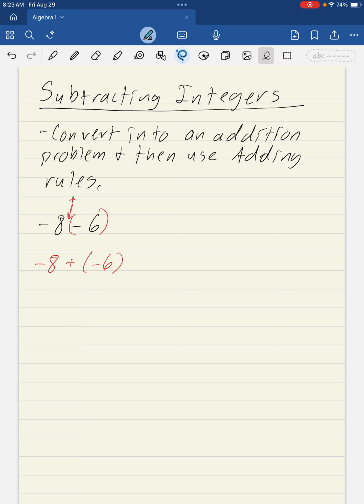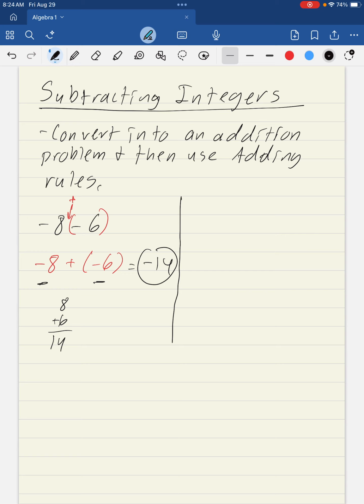Now, why do I want to do that? Because now this flips it right back into an integer addition problem. So all I have to do is go, oh, we just talked about this. I have same signs. So I'm going to add the numbers. 8 plus 6 is 14. And I use the same sign, which is a negative. And ta-da! We're done. That's it. I'm going to show you one more. There is a unique situation, so make sure you stick around because there's one unique situation with subtracting integers.